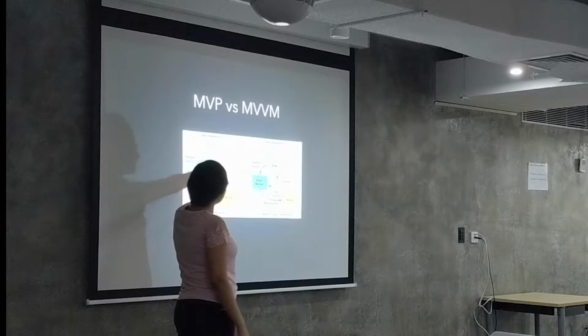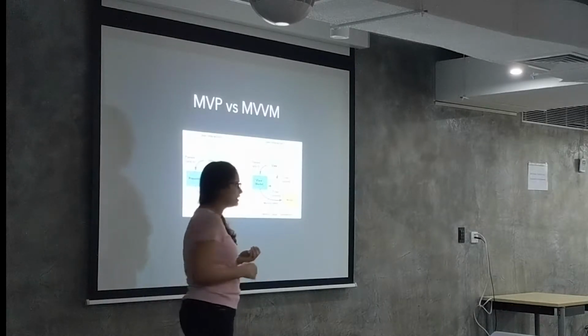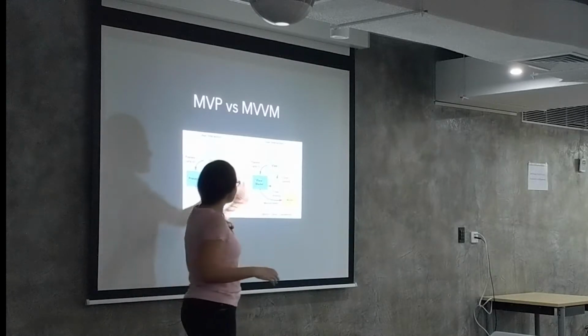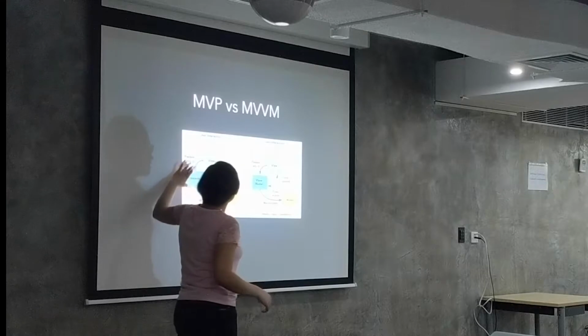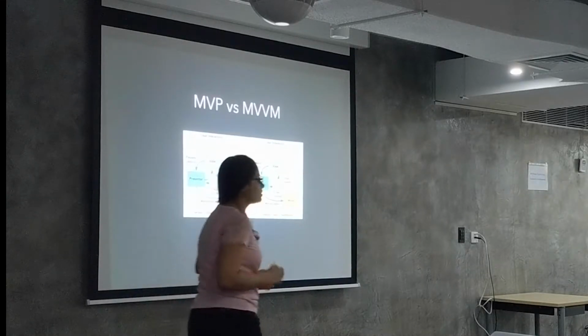The view handles your activity, fragments or any other views. Model is basically where the data comes from. So I think we can leave these two, and right now concentrate on presenter and view model. So what is the difference?